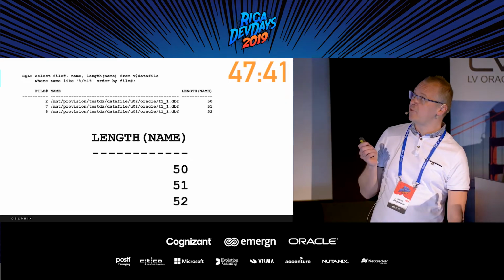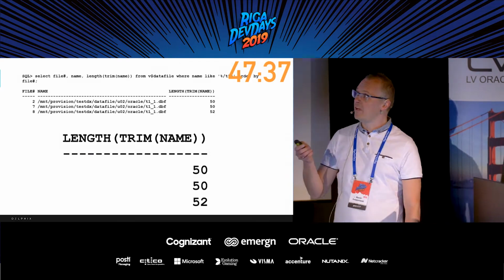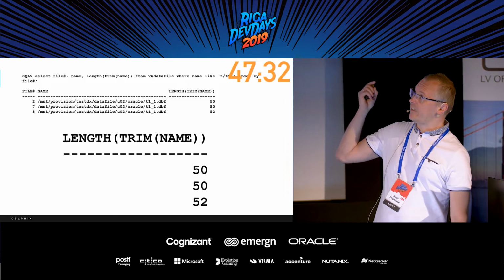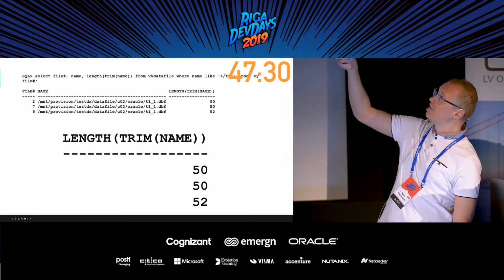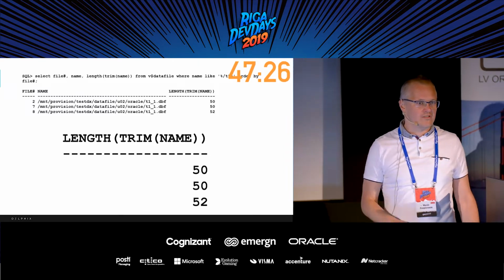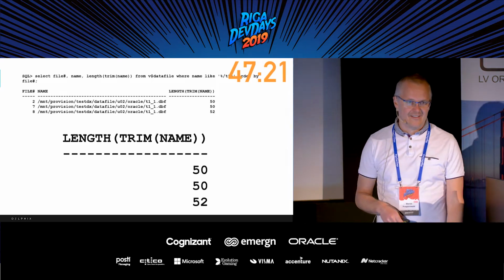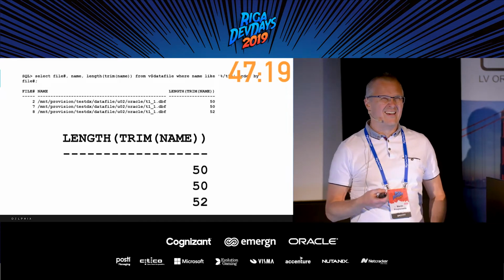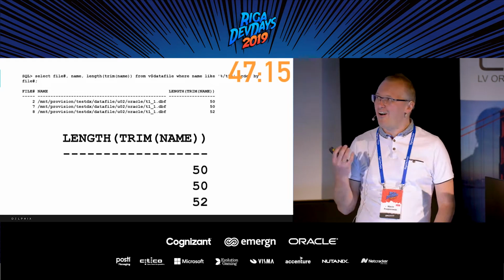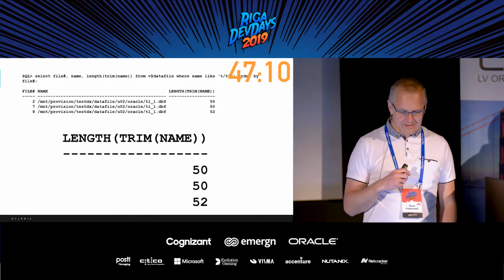So what happens if we run the next query, which has length, trim, name? That means get rid of all the spaces, leading and trailing spaces. So you see the first 2 files are identical. The last one is still something wrong. There is no space at the end or the beginning of this file. So when you think about this, it's like, how come? It's almost impossible to see something like this in a normal working database.